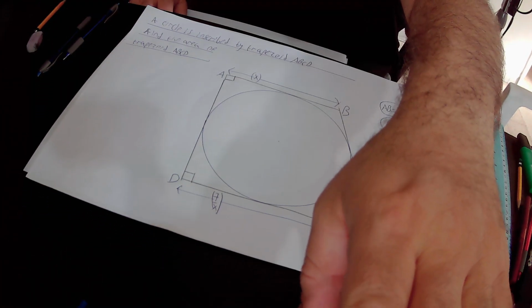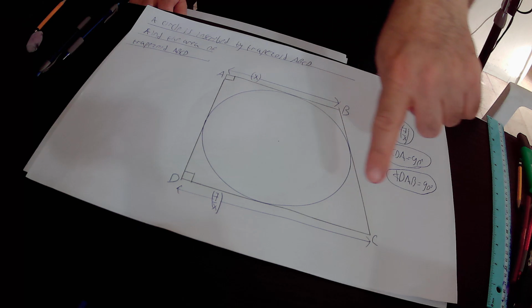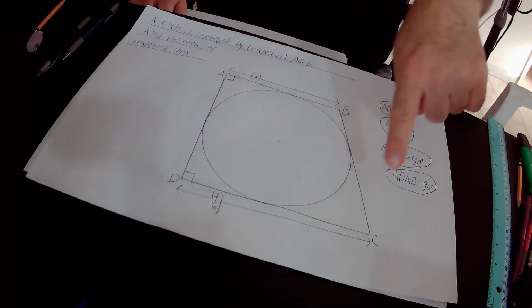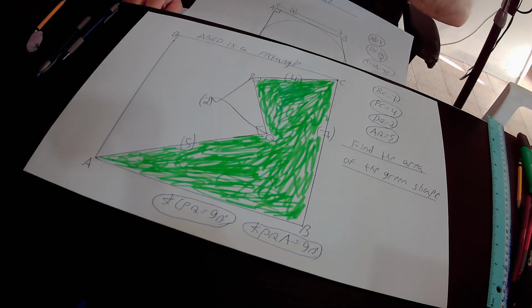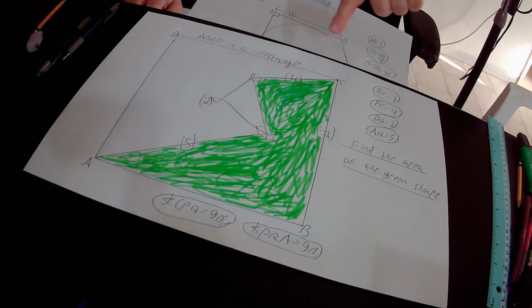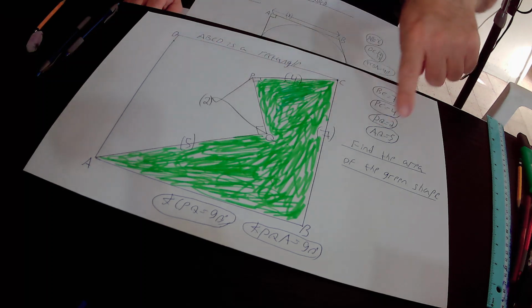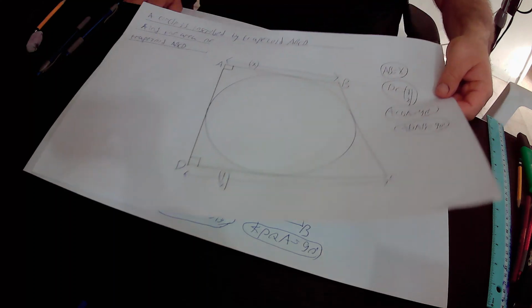Now, in this lecture, we answer two questions. In the first question, we find out the area of this trapezoid ABCD, and in the second question, we will find out the area of this green shape that is inside rectangle ABCD. So we start with the first question.